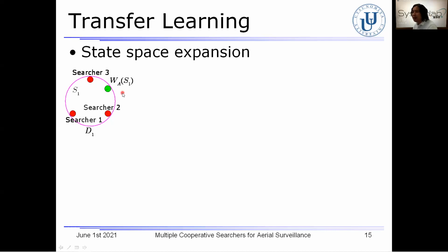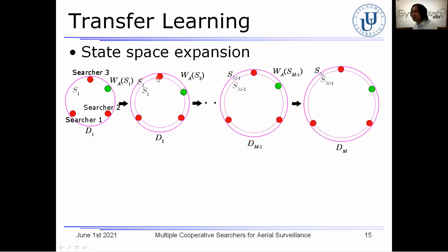After that, the action weights in the environment are transferred to the expanded environment and used as the initial action weights, as you can see here. The searchers mainly observe the additional state space just around here, and update the action weights. This process is repeated until the size of the environment reaches the surveillance area, which is DM.